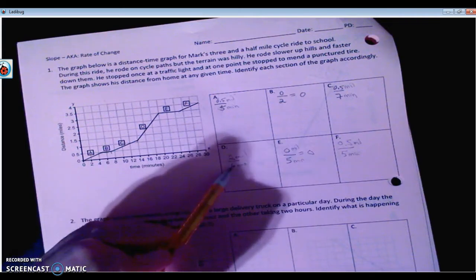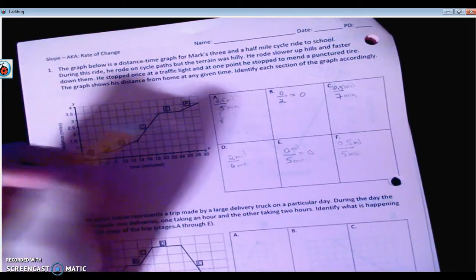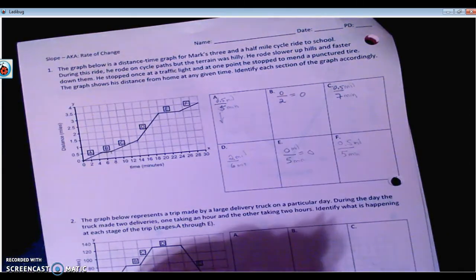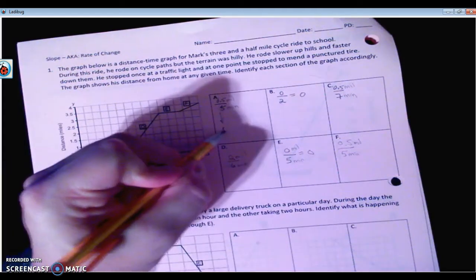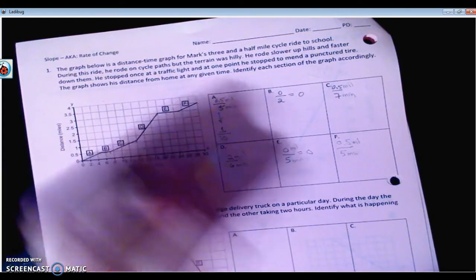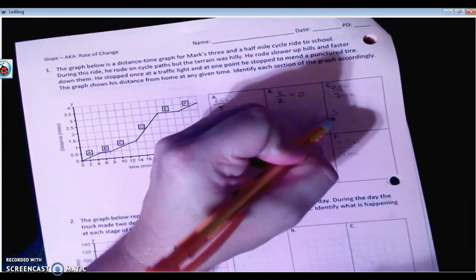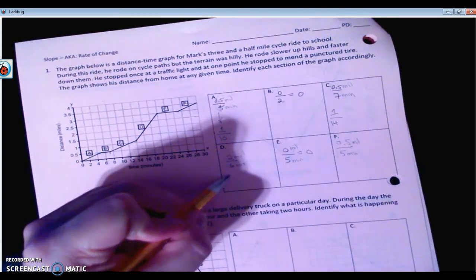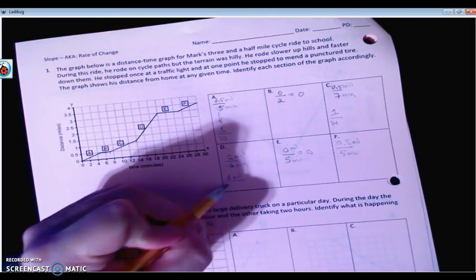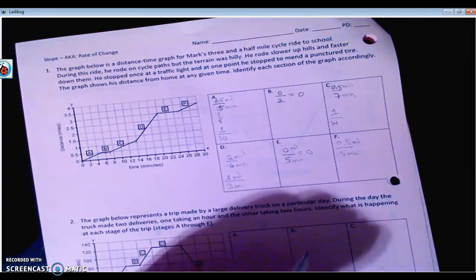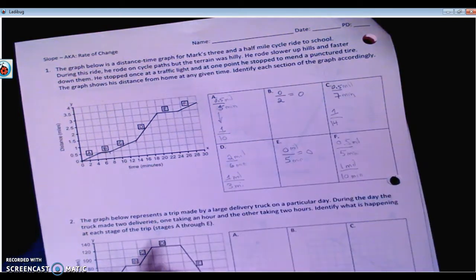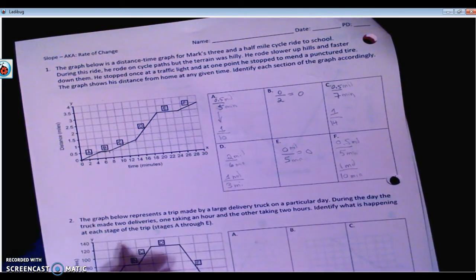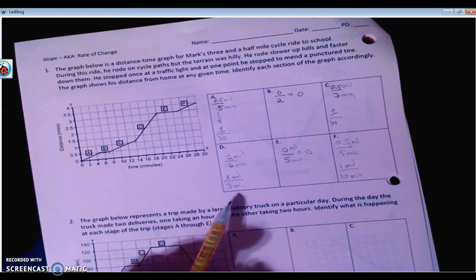Okay, 2 miles. So if we were to estimate this and round this to make sense for ourselves, this is 1 mile in about 10 minutes. This is 1 mile in 14 minutes. This is 1 mile in 3 minutes. And this is 1 mile in 10 minutes. Okay, so by just looking at the slope, we can get some comparisons here.